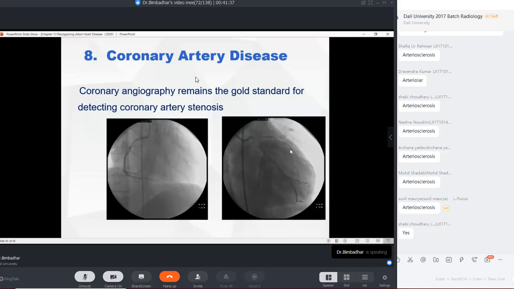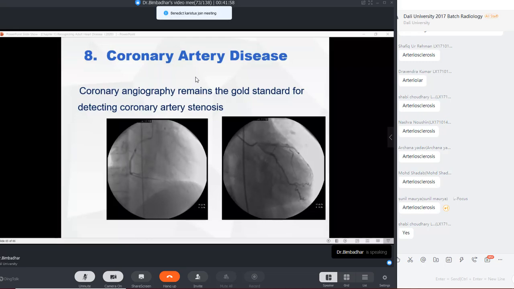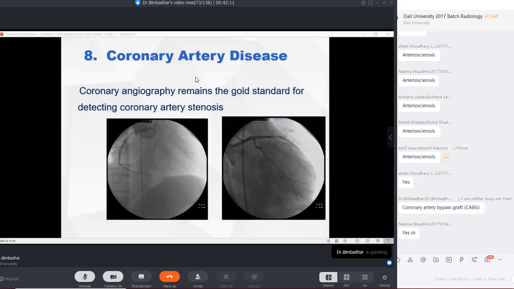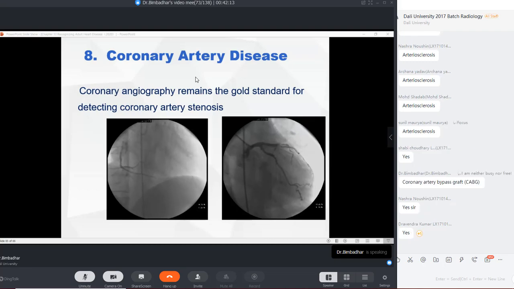And for this one, if there is a complete blockage, they will have to completely remove this artery, and it will be repaired and replaced by another artery, which is actually called coronary artery bypass graft, CABG. Heard this name before? Okay, we call it CABG, coronary artery bypass graft.